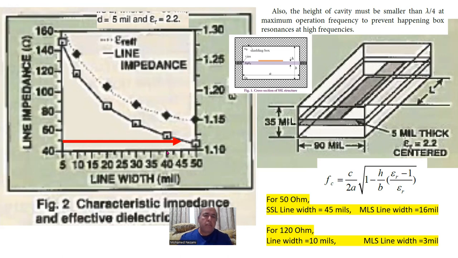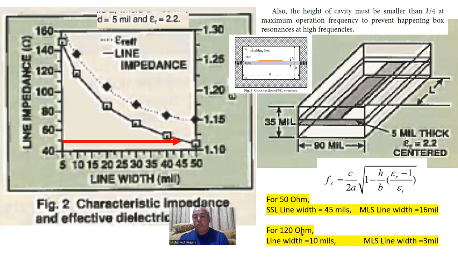So for instance, first of all, for a 50 ohm line, you end up with a line that is 45 mils. That's wide relative to a typical 50 ohm line from a microstrip line. In fact, I did the calculations in here. For 50 ohm suspended line, your dimension is 45 mils, while if you were using this substrate with a ground layer on the bottom, meaning it's a microstrip line, it would be 16 mils, okay?